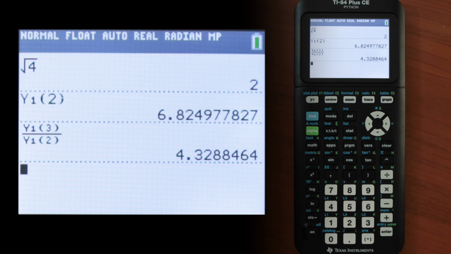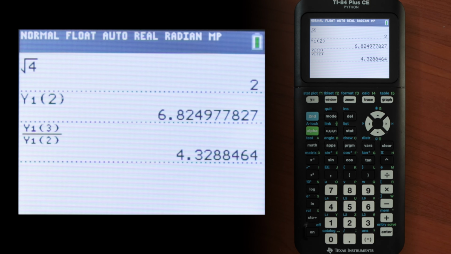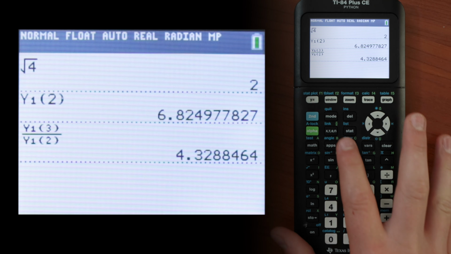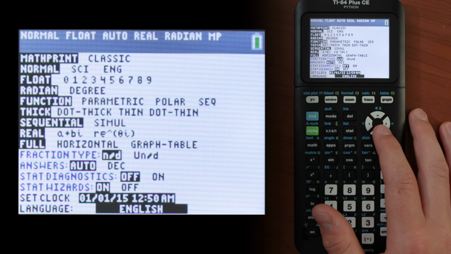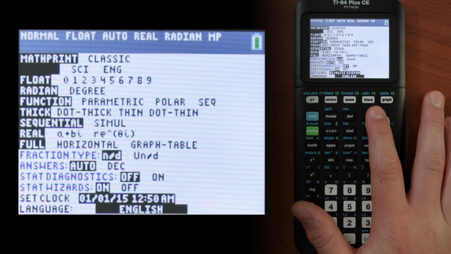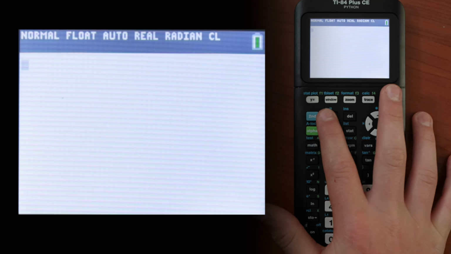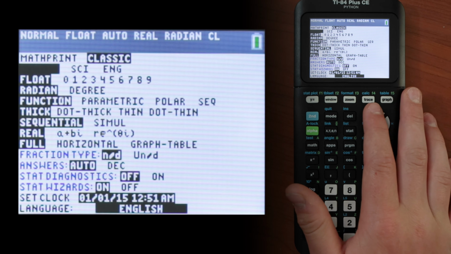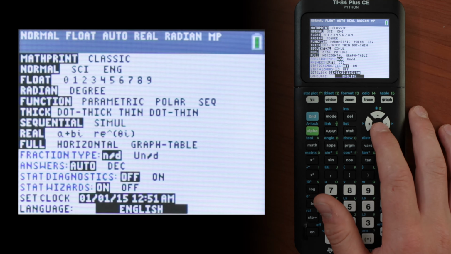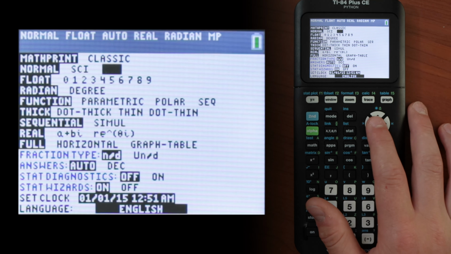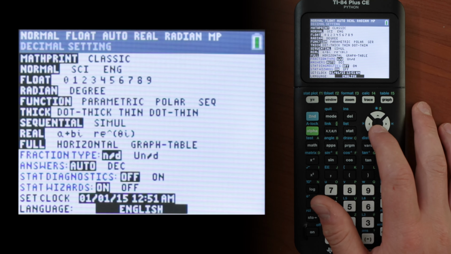Now, before we move on, I think it's important to talk about the settings and where we can find those in this. So first, we have our mode button. And this is basically our main settings screen. And we have some options that we can select. We have math, print, or classic. I actually am not sure what that does. You can leave it, it doesn't matter. And then we have a normal mode, scientific mode, and I'm not sure what that is. But just remember, this stuff really doesn't matter.